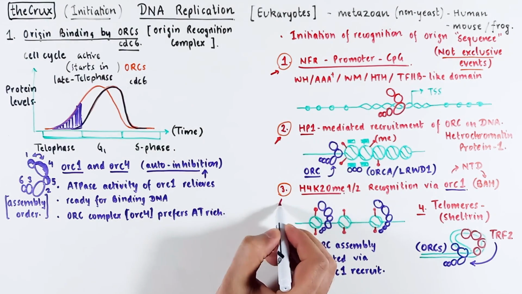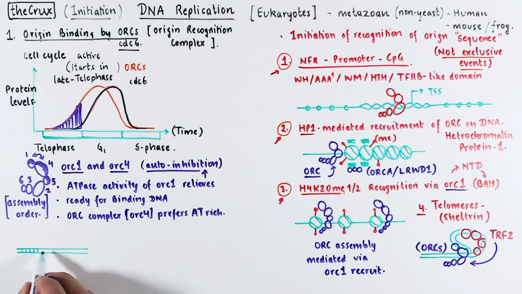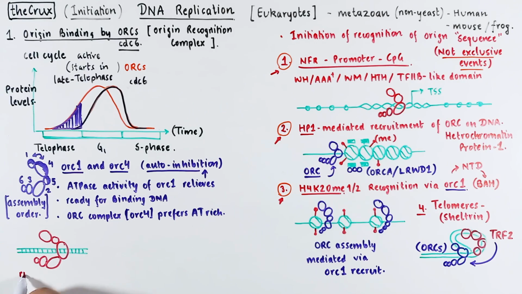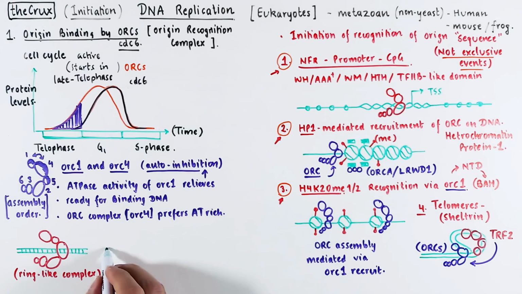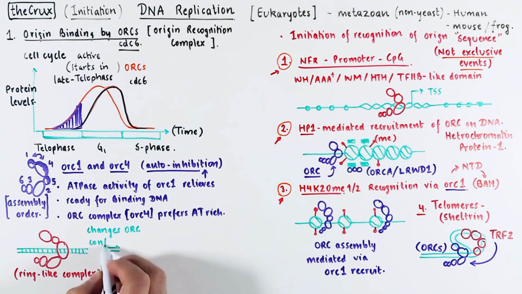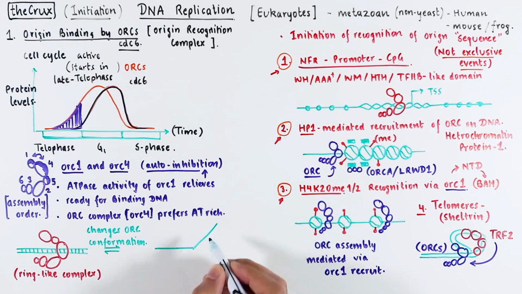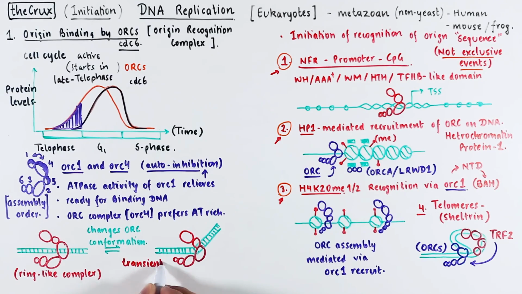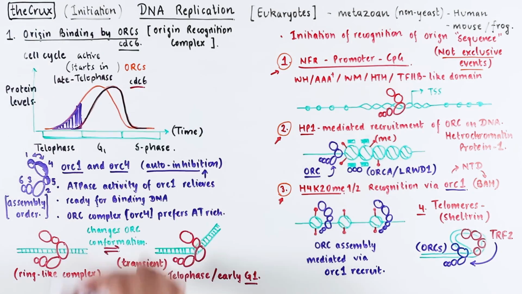Alright, now through some recognition mechanism that we discussed, the ORCs will assemble on the DNA. The complex takes a ring shape when it binds, and this binding changes the ORC conformation in such a way that it is now able to bend the DNA slightly. This bent and non-bent form can coexist, which means it is only a transient state. This all happens in the late telophase or early G1 phase, until cdc6 is expressed in the G1 phase.